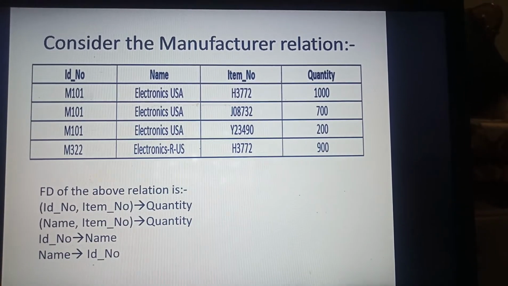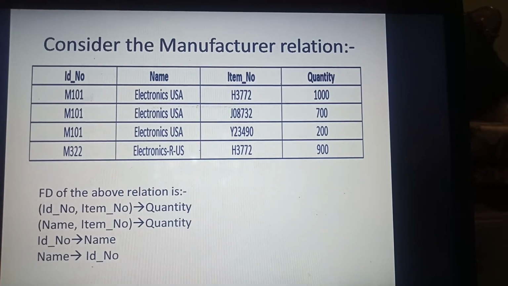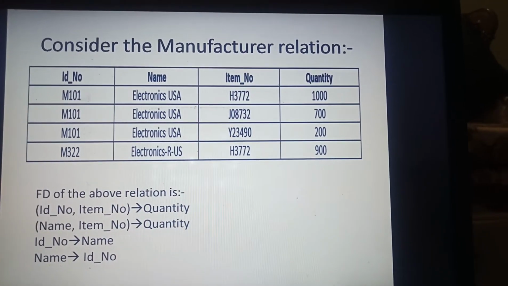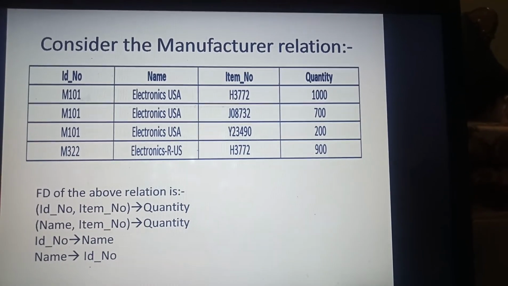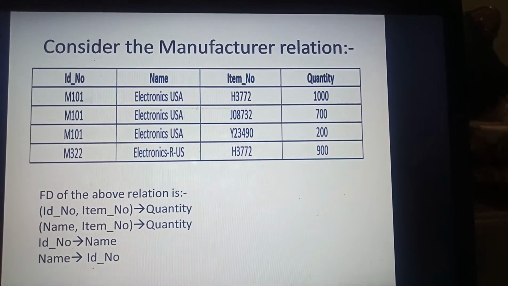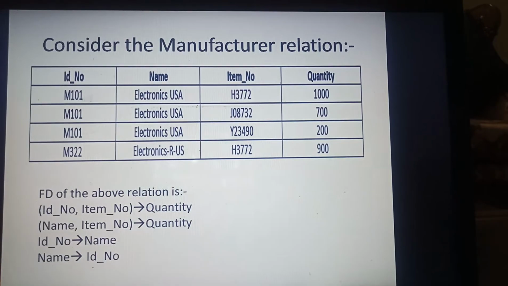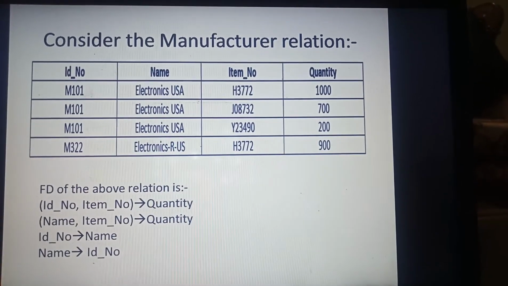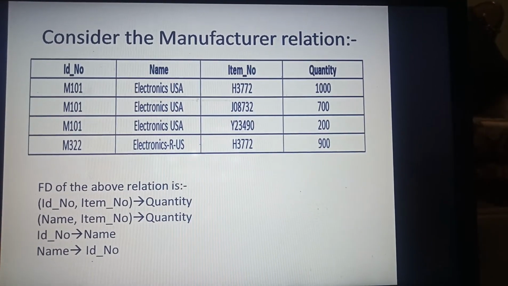The other two FDs are: if we know ID number, we can determine name because it is the same. M101 is electronics USA everywhere. Similarly, if we know name, we can determine ID number. So these are the 4 functional dependencies of the above relation.